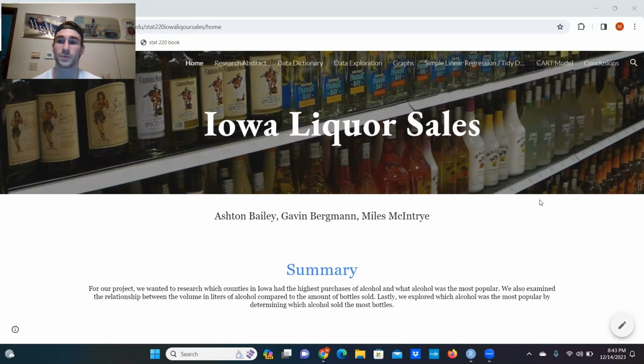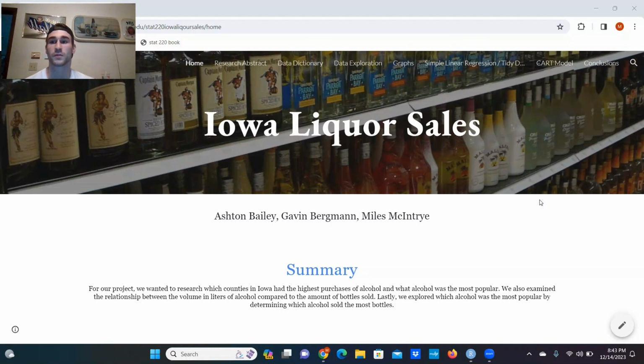My partners for this project were Ashton Bailey and Gavin Bergman, and we're going to be going over the Iowa liquor sales in 2016. So for our project, we wanted to research which counties in Iowa purchased the most alcohol and what types of alcohol they purchased most.